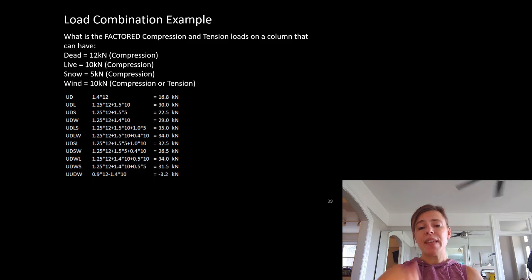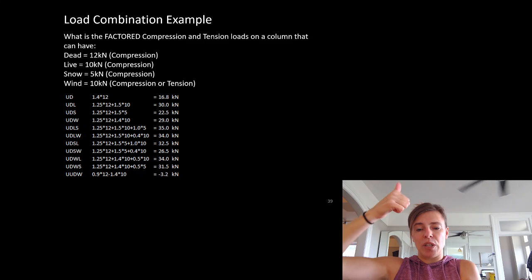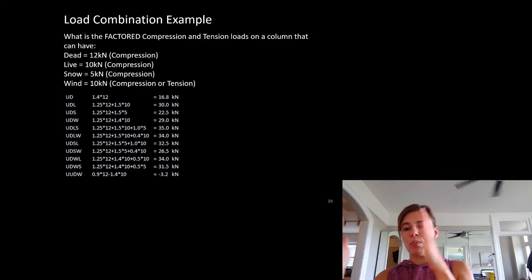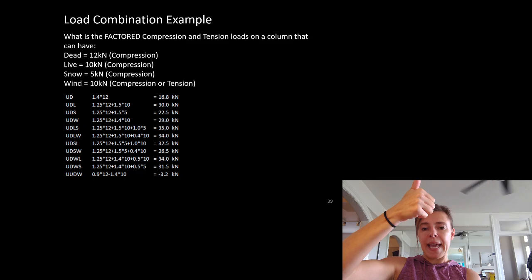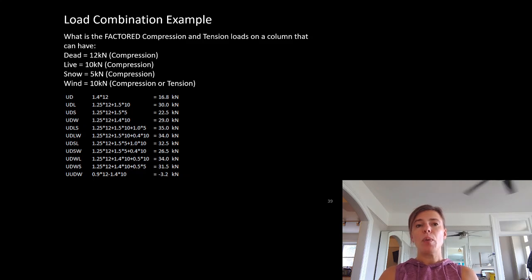We've got 5 kilonewtons of snow load in compression, and we've got 10 kilonewtons of wind in compression, but also sometimes in tension. So it's part of a system that's making the wind blow back and forth, and in one case it's pulling upwards, in the other case it's pulling downwards. So we have to think about a few combinations. We know the very first one is dead by itself, which is 1.4 times dead, or 1.4 times our 12 kilonewtons.